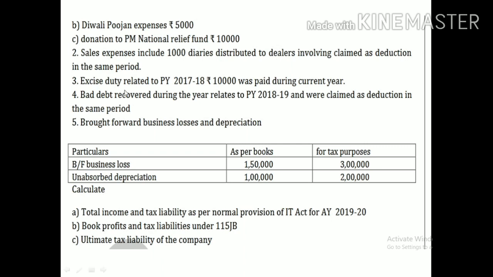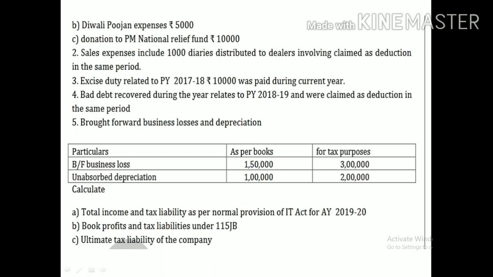See here, any expenses outstanding in the previous year that are paid during the year, that is allowable expenses. If the last year's outstanding is continued to the current year also, at that time it is inadmissible. But here the excess duty is related to the previous year 17-18, which was paid during the current year. So the 10,000 is allowable expense, so it should be deducted. Okay, then the fourth point I already discussed with you, related to bad debts I explained.